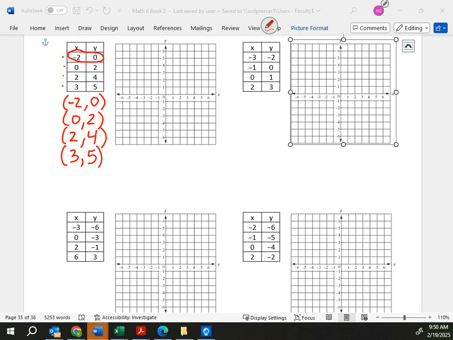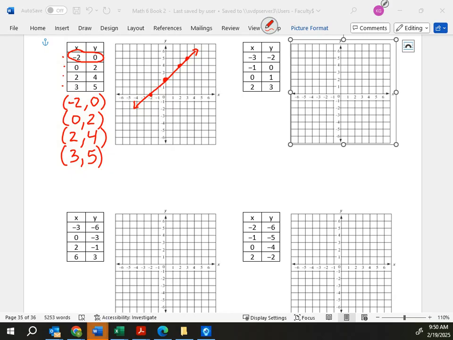Now we have to graph them. So we know how to graph these. You always start with the X and then you go to the Y. So we have -2, 0. So that's going to be right on that X-axis. Then we have 0, 2 on that Y-axis. Then we have 2, 4, and we have 3, 5. So we plot all four of those ordered pairs, and we connect them with our line. Put those arrows on it because it is a line, not a segment.